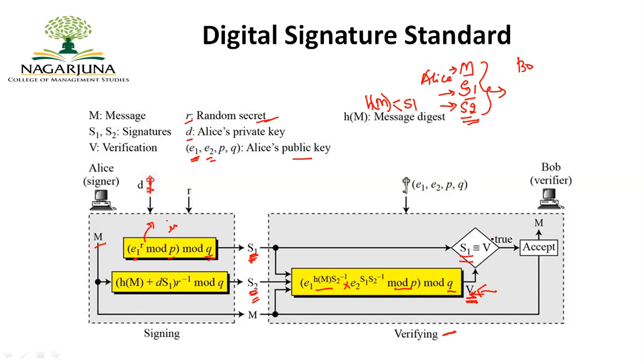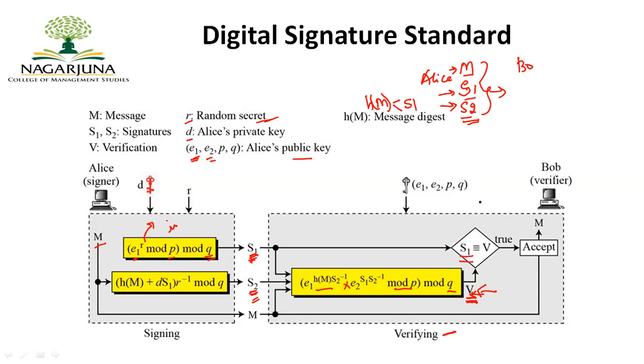Now Bob accepts the message. If V and S1 are not congruent to each other, then Bob recognizes that the signature is not valid and he just rejects the message. So we'll take an example and see how this DSS can be implemented stage by stage.